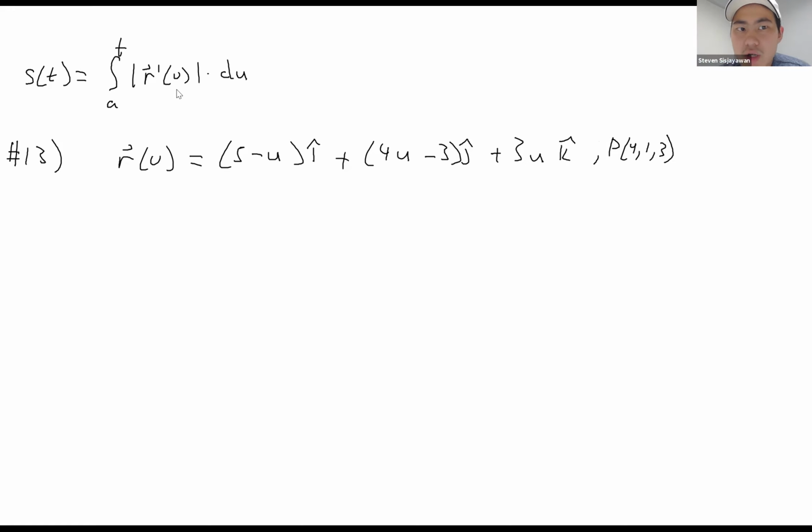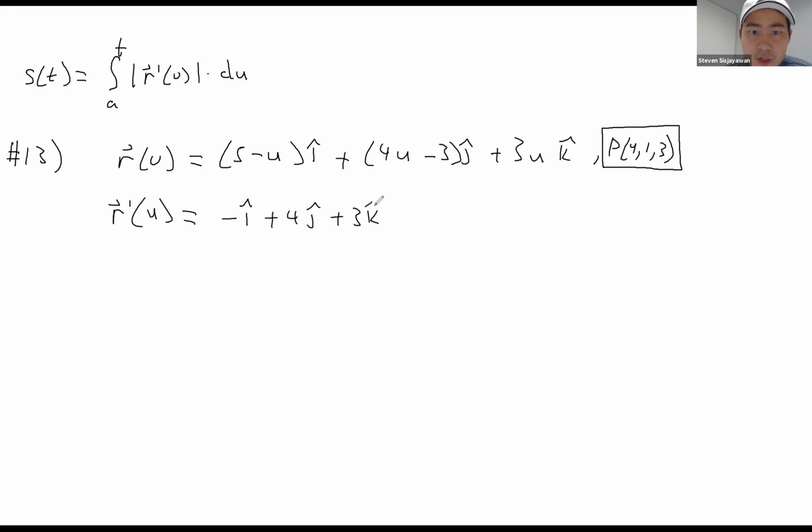So you're not necessarily starting from the origin in this case, but you're starting from this point P right here. So this is basically a starting point for this question. Okay, so let's look at this. Again, same procedure: find r prime u. And r prime u is going to be the same thing as what? Negative i hat plus 4 j hat plus 3 k hat, right?